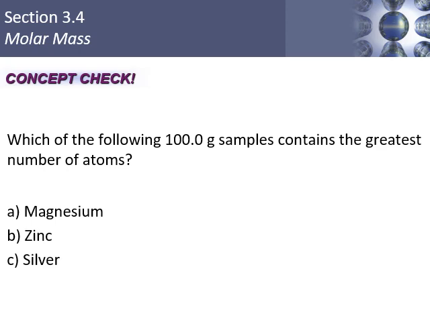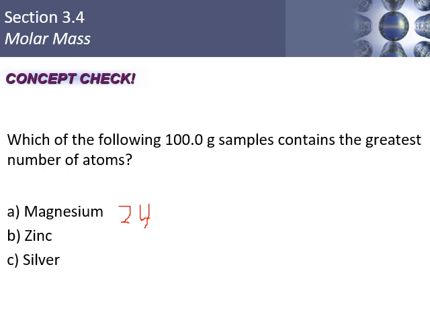Which of the following 100 gram samples contains the greatest number of atoms? All right, so what you would do here is, first of all, you look up the mass of magnesium, which I think is 24.3. Zinc I don't remember, and silver I don't remember, but anyway, we'll see it on the next slide. So you look up the masses, and then you'll want to remember this rule. So you may want to write this down or just try to commit it to memory.